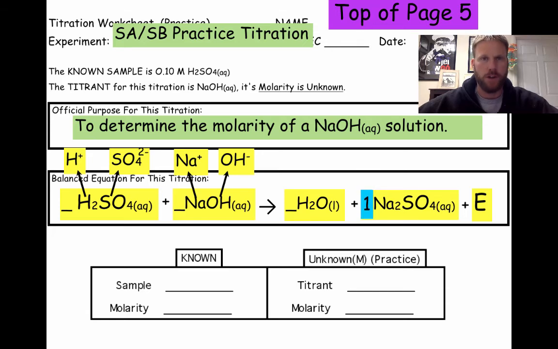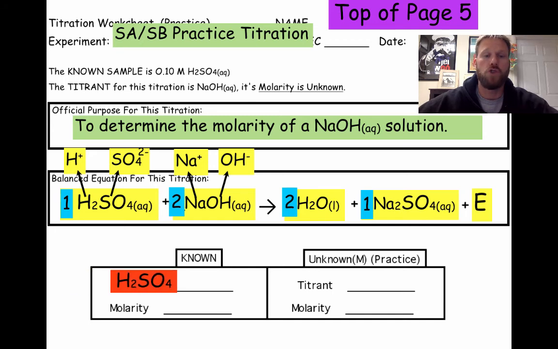To balance this, we start with the salt. We put a 1 in front of the salt. That will mean we need 2 sodiums. So on the reactant side, we need 2 NaOHs. We only need 1 sulfate ion, so we only need 1 H2SO4. When we balance the waters, we see we need 2 water molecules. So this ratio is going to be a little different. In my sample that I did for you, it was a nice 1-to-1 ratio between acid and base. Well, now it's going to be a 1-to-2 ratio. 1 mole of acid requires 2 moles of base. So keep that in mind in your calculation.